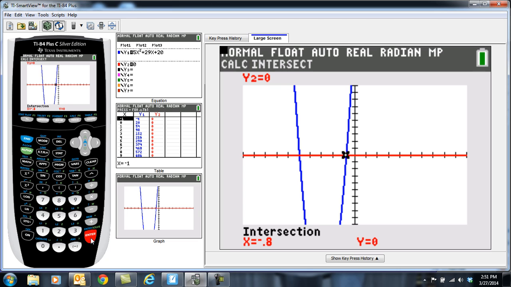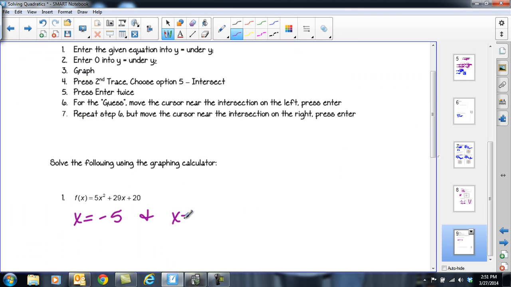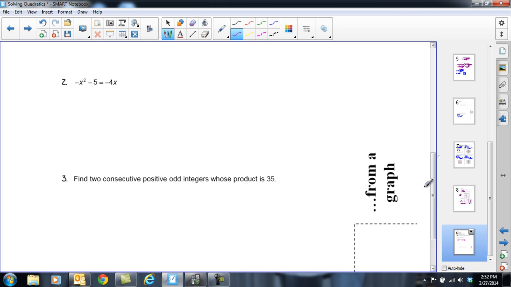Okay, so it's telling me that that one is at -0.8. It's not even at a whole number, and so my other one is at x equals -0.8. Those are your two solutions to that parabola. So let's do it again.